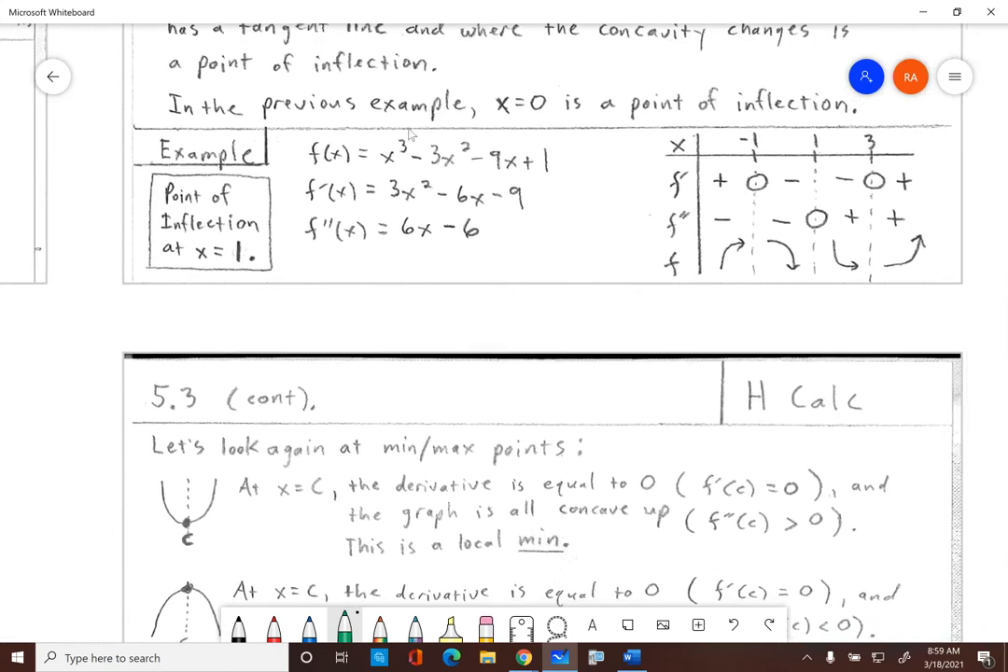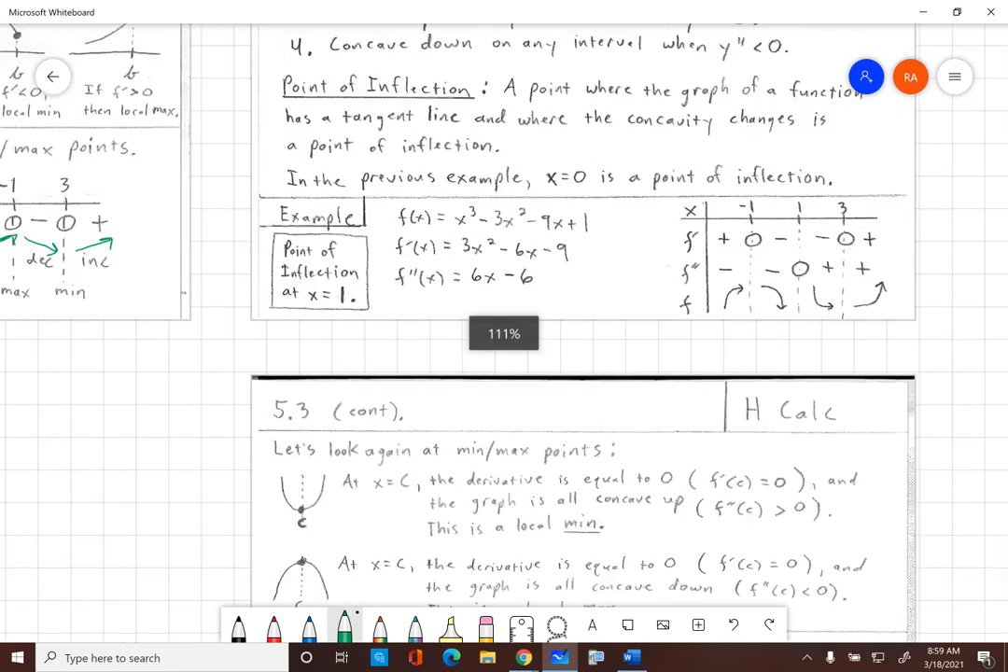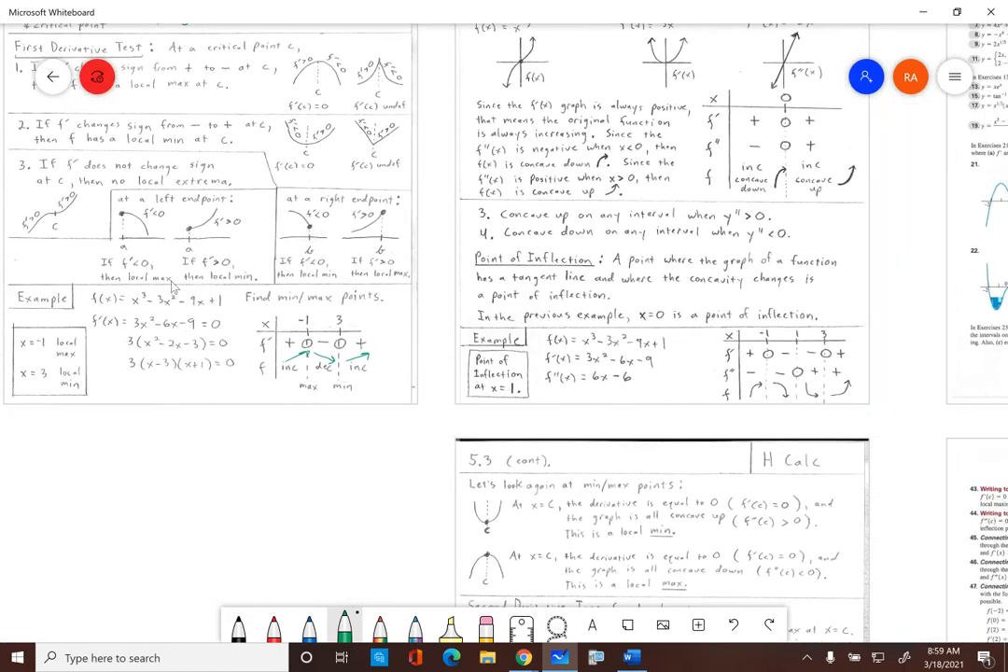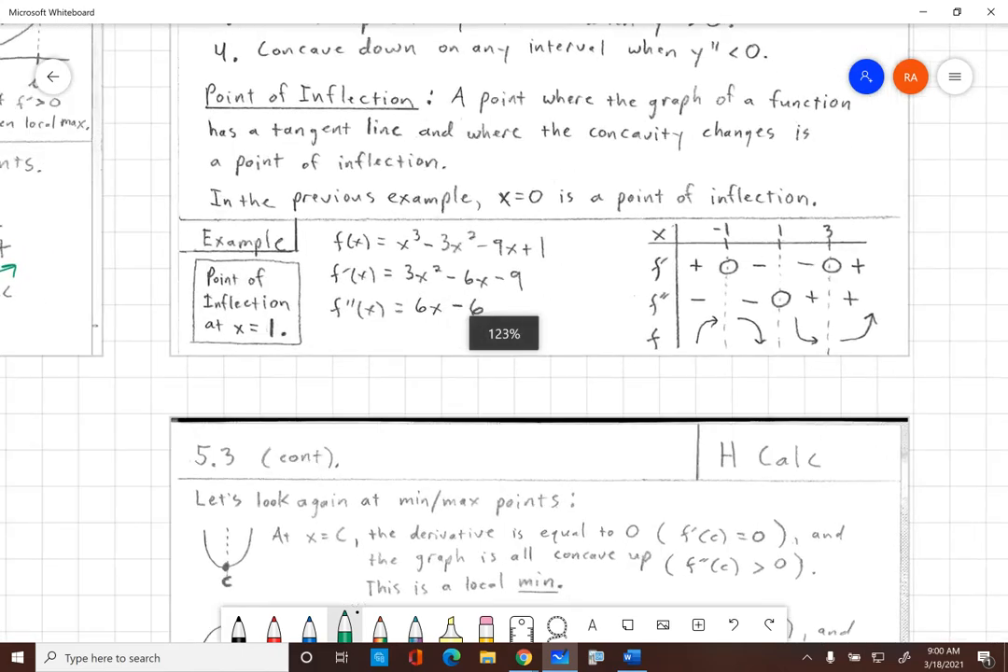Okay, so here's another example. Here's a cubic, x cubed minus 3x squared minus 9x plus 1. This was the previous one, so it's the same graph as here. I already filled out x cubed minus 3x squared minus 9x plus 1. I found the derivative was 3x squared minus 6x minus 9. And I filled out this first part already on the sign chart. What I'm going to do is finish this sign chart here.